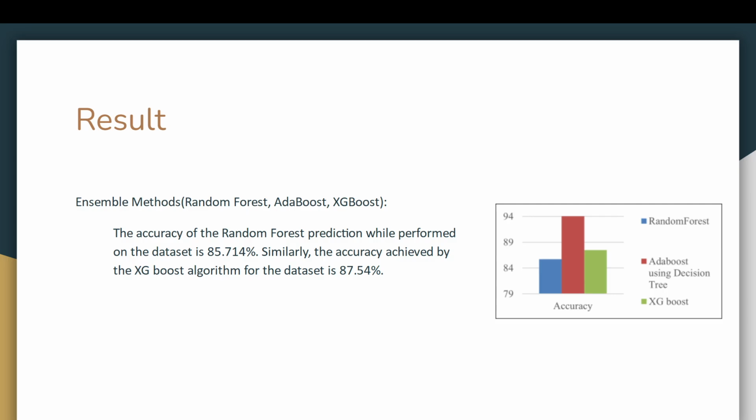For ensemble methods, the accuracy of the random forest prediction performed on the dataset is 86%. Similarly, the accuracy achieved by the XGBoost algorithm for the dataset is 88%. Among all ensemble methods, AdaBoost performs best with an accuracy of 94%.